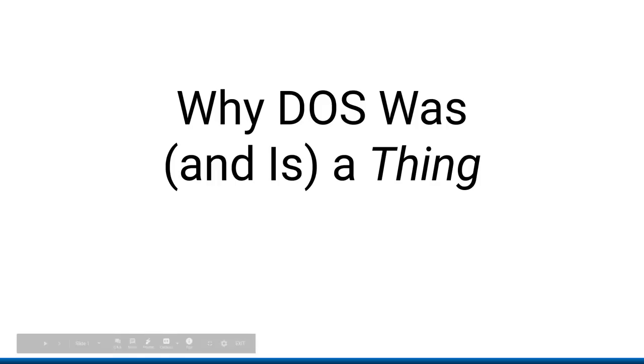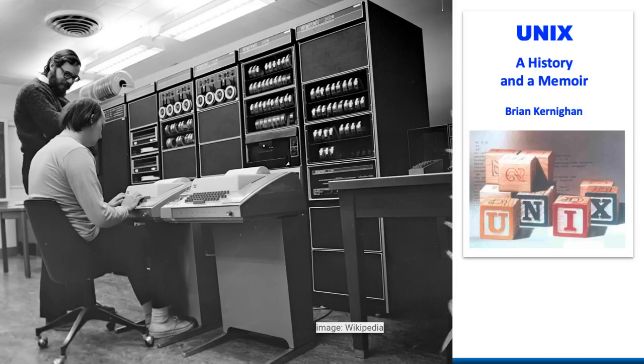So if I'm going to start talking about DOS, I actually want to jump back even a little bit further and talk about the first version of Unix. This is Ken Thompson and Dennis Ritchie seated at a PDP 11, which is one of the first systems that ran Unix at Bell Labs. I'm not going to go into the full history of Unix. For that, you can read Brian Kernighan's book, Unix: A History and a Memoir.